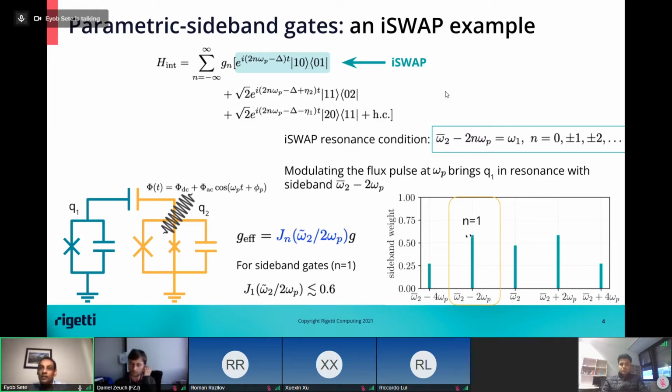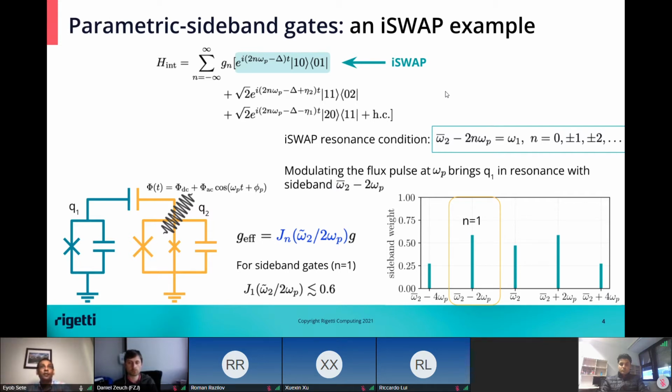So as you can see, the heights of these sidebands, the weights, vary depending on the sideband you use. For this sideband, n equals plus or minus 1, this renormalization factor is roughly a Bessel function of the first kind. It's of the order of 60%. So that's why we lost 40% of the coupling. Now, the same is true for CZs. We have to meet these conditions. So the sideband has to match with the 1 to 2 transition of the other qubit, and so on.